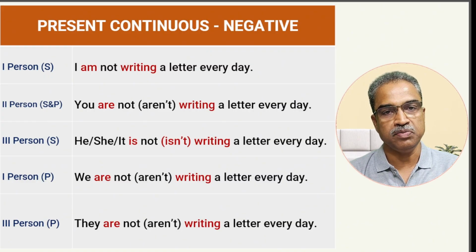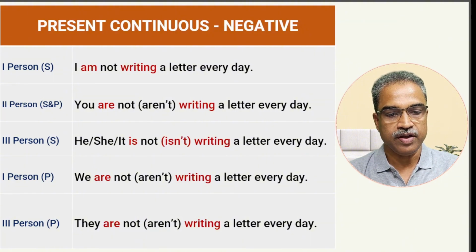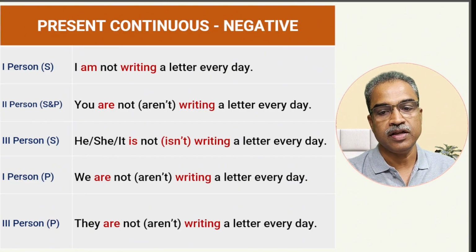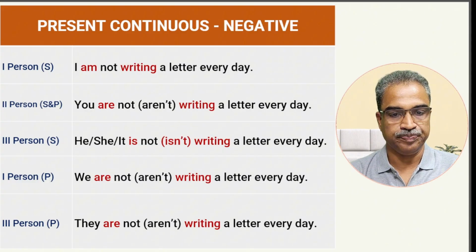We don't use that for I. We simply say, I'm not. I'm not writing a letter. That's what we do. And finally, we have here, they are writing. That is third person plural. Whenever we have a plural subject in the third person, we use are not. Once again, are not is aren't. So they are not writing a letter. Third person plural, it is they. So they are not writing a letter, or else they aren't writing a letter.